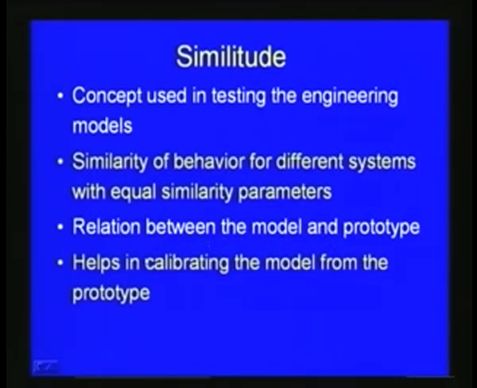So, most of the time we have to calibrate. Once we develop a model, in the field problem there will be certain observed values. So, with respect to these observed values, we will be trying to calibrate, by varying various parameters. Through the calibration process, the model with respect to the prototype, we will be developing various relationships. So, this calibration, what kind of similitude or similarity we consider, this helps in calibrating the model from the prototype.